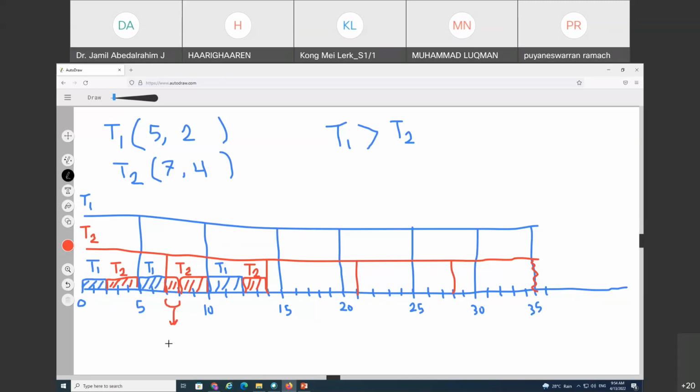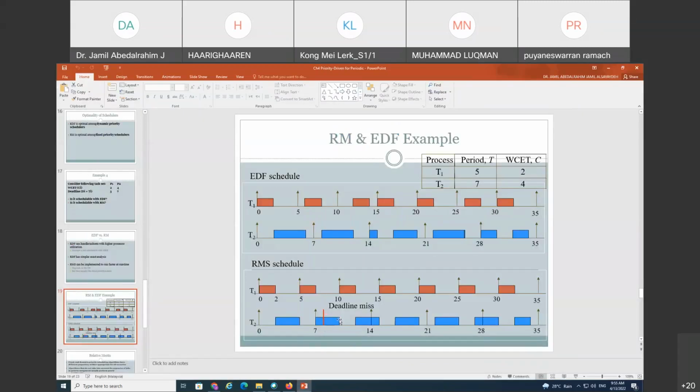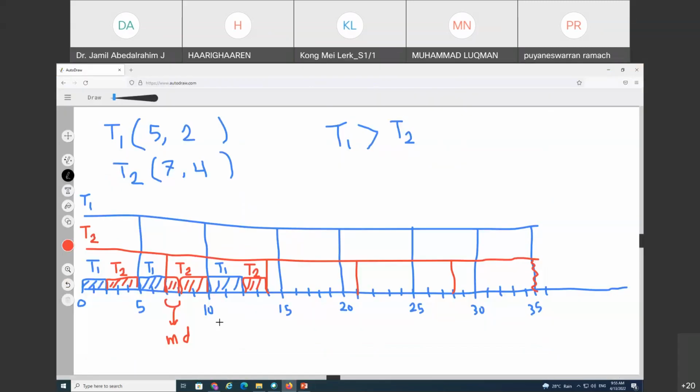For example, this will be our missed deadline, as shown here, from 7 to 8. Okay, so let's continue.